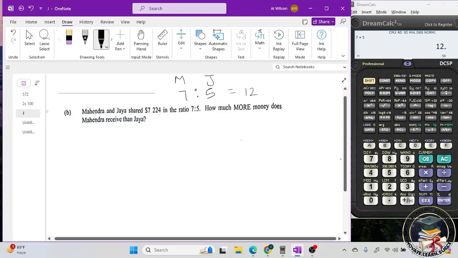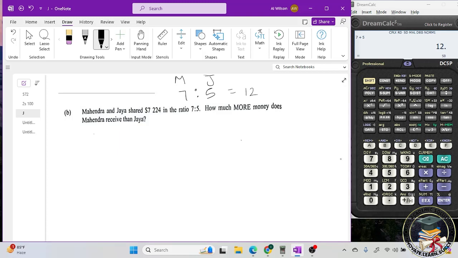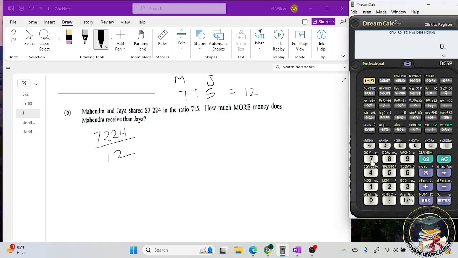The total money that's being distributed is 7,224. So for an individual part, we'll have 7,224 to be divided by 12. So 7,224 divided by 12 is equal to, okay, something that's not right.